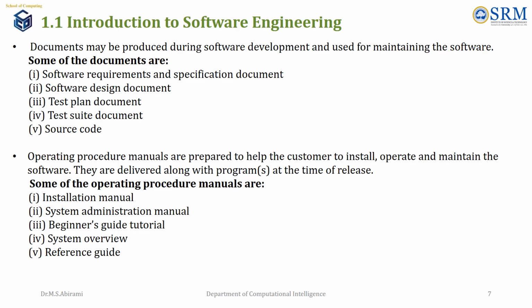Documents may be produced during software development and used for maintaining the software. Some of the documents are the software requirements and specification document, software design document, test plan document, test suite document, and source code. Operating procedure manuals are prepared to help the customers install, operate, and maintain the software. They are delivered along with the programs at the time of release. Some of the operating procedure manuals are the installation manual, system administration manual, beginner's guide manual, system overview, and reference guide.